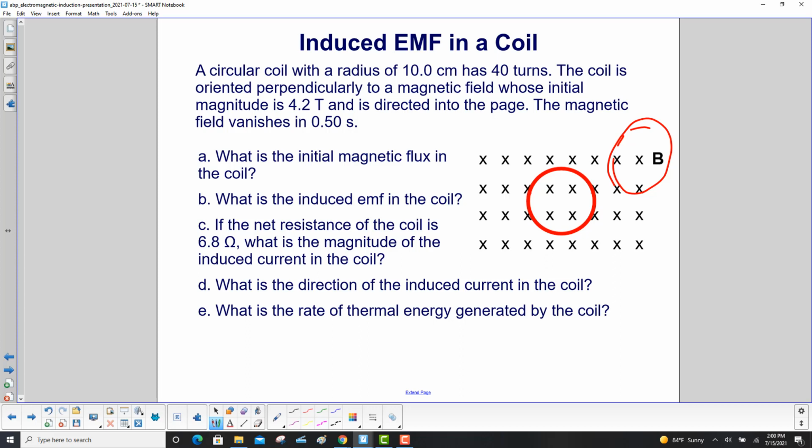So we have 5 questions here. A, what is the initial magnetic flux in the coil? B, what is the induced EMF in the coil? C, if the net resistance of the coil is 6.8 ohms, what is the magnitude of the induced current in the coil? D, what is the direction of the induced current? And E, what is the rate of thermal energy generated by the coil?